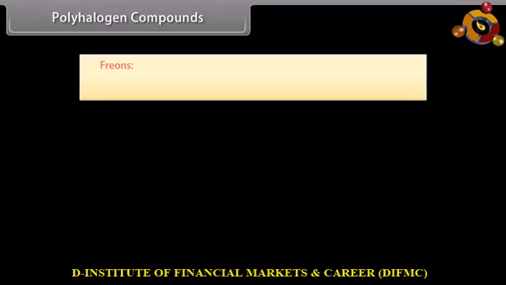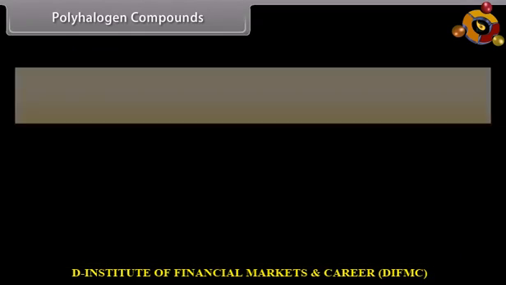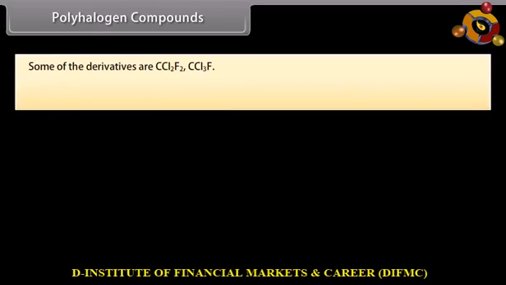Polyhalogen compounds. Freons. The chlorofluoro derivatives of methane and ethane are called freons. Some of the derivatives are CCl2F2 and CCl3F.